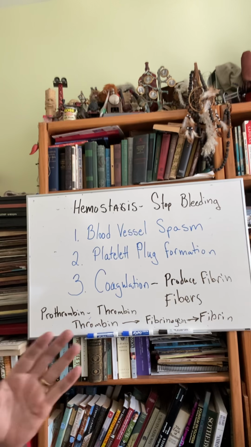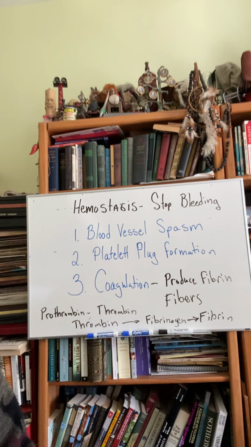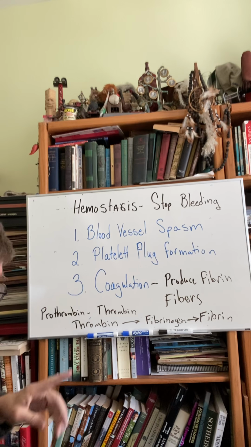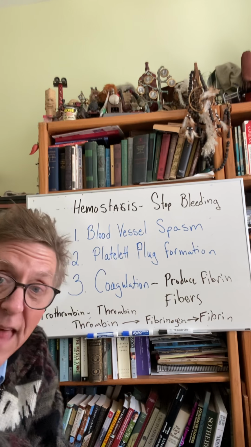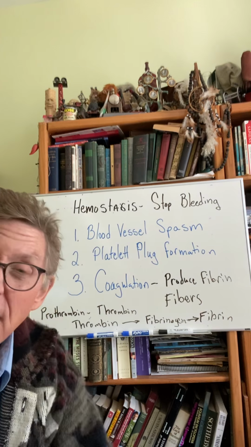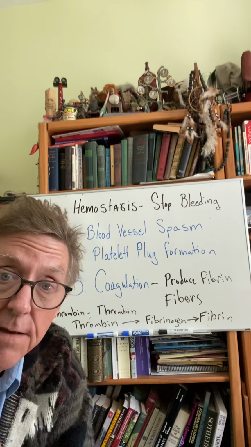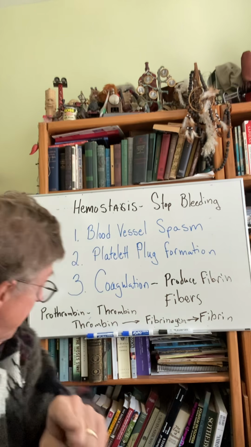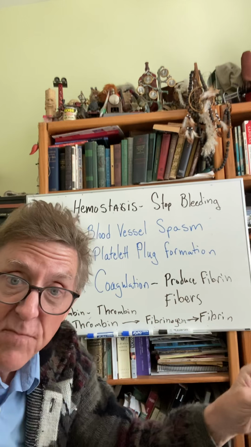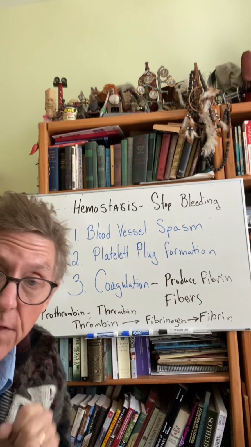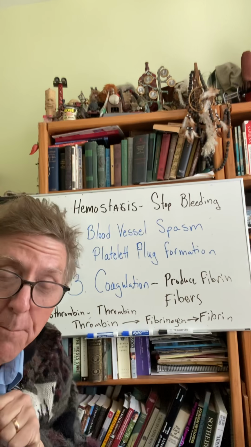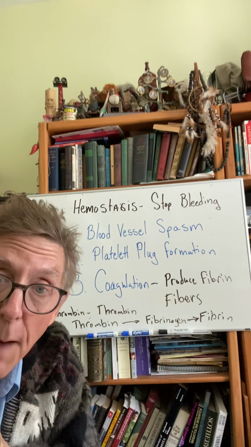Pro means before, and oftentimes it means it's an inactive chemical. It's a chemical that would do something once it's been modified just a little bit. And so in the process of coagulation, it's going to cut a little piece off of that prothrombin, and it's going to make it into something called thrombin. Now, what does thrombin do? It's an active enzyme. And what it does is it goes and finds that fibrinogen, that dissolved plasma protein, and converts it into those fibers. And so this is the 3rd step in forming that blood clot, which stops the bleeding.